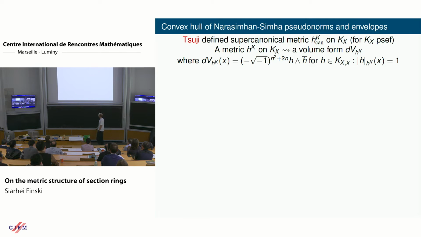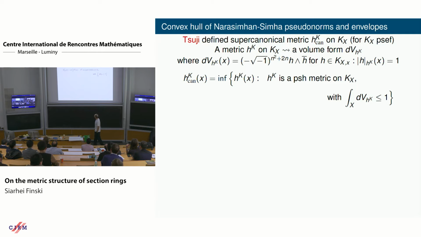To understand the construction of Tsuji, I will need to recall that for any metric on the canonical line bundle, one can associate in a natural way a volume form on my manifold. It's given as follows. I take an element of norm equal to 1, and then the volume form is given by this element multiplied by its conjugate. Then Hajime Tsuji defined his supercanonical metric as an envelope of all the PSH metrics on the canonical line bundle such that the integral of the associated volume form is smaller than or equal to 1.